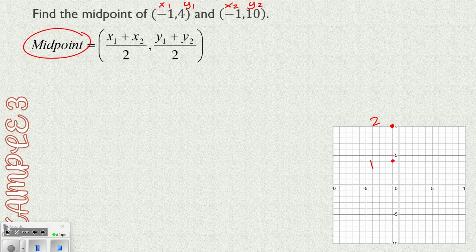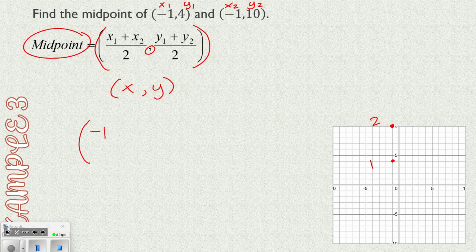So you're going to notice the formula starts with like a big parenthesis and there's a comma in the middle because you're literally finding a point. Your answer will be in the form of x comma y. It'll be the coordinates of a point. All right, so let's plug into the formula.